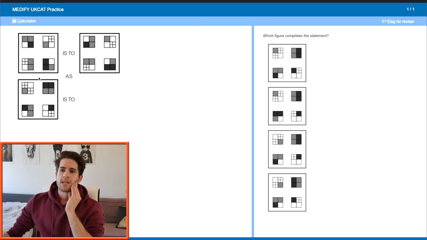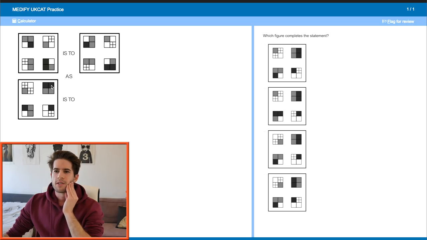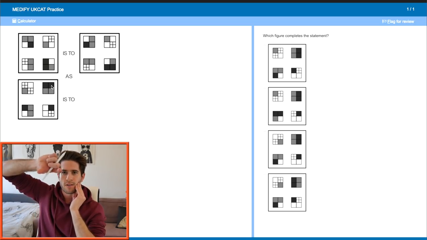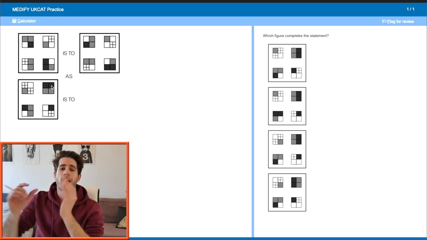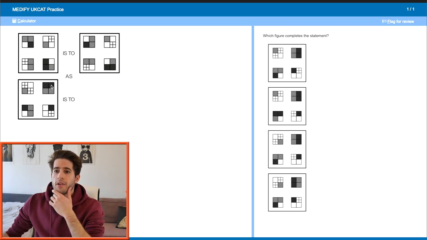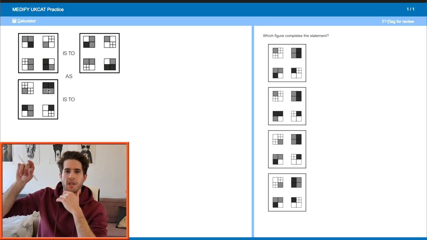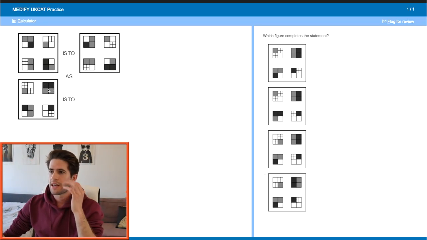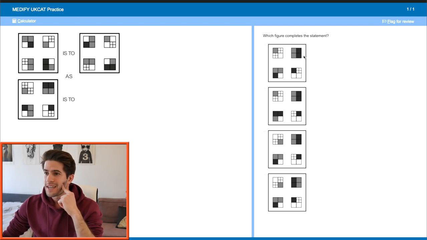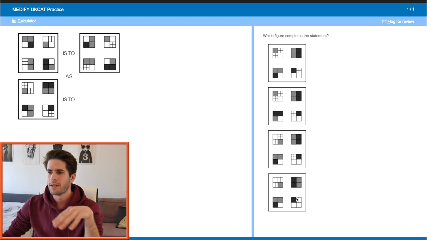So if I know, for example, that these top two shapes, let's look at this because it's more simple. So these top two black ones are going to get rotated like this. So I know that in my answer, the upper rightmost box is going to have two black shapes, one on the top and one on the bottom. So let's look at the answers. Oh, and they know that I know that too. So this answer, this answer, and this answer all have the two blacks in the top right corner. So I know it's either A, B, or C. I'm going to eliminate D.